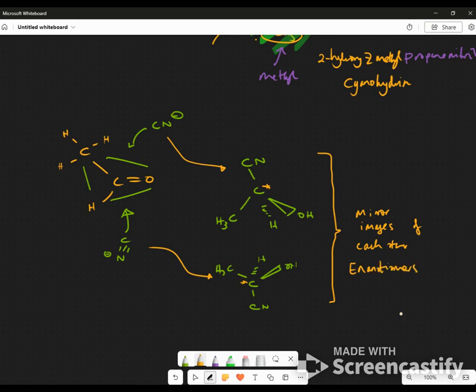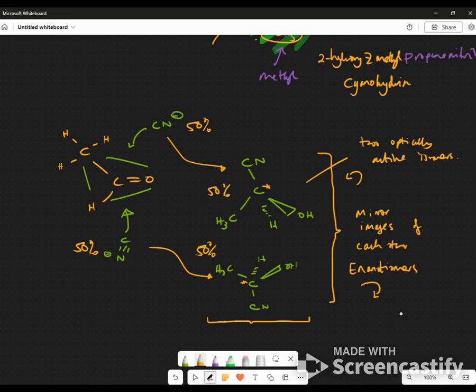Enantiomers. In other words, two chiral compounds, two optically active isomers. One will rotate plane polarized light anticlockwise, and the other will rotate plane polarized light clockwise. But as you can see, there's a 50% chance of it attacking from the bottom and a 50% chance of it attacking from the top. So you'll get 50% of this and 50% of this. So when we get optical isomers in a 1-to-1 ratio like this, it's known as a racemic mixture.